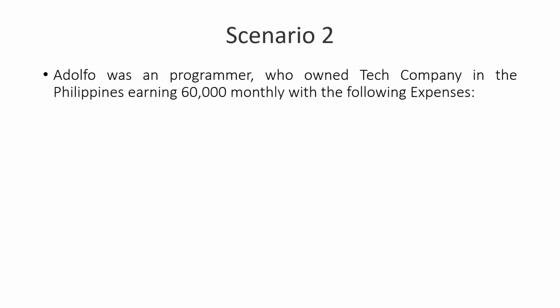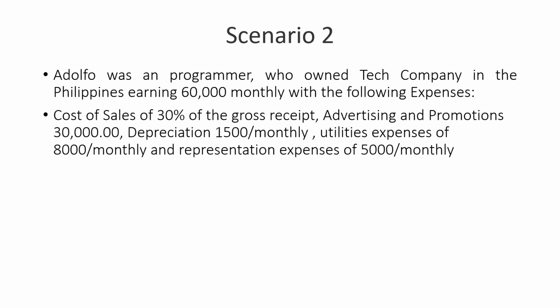Next, so, scenario two. Scenario 2, adult was a programmer who owned a tech company in the Philippines earning 60,000 with the following expenses. So, ito yung mga expenses niya. So, cost of sales, 30% of the gross receipt, advertising and promotion, 30,000. That's for the year.